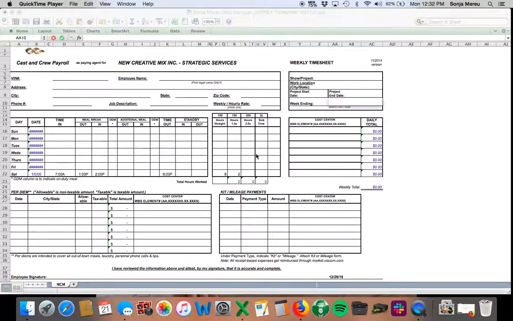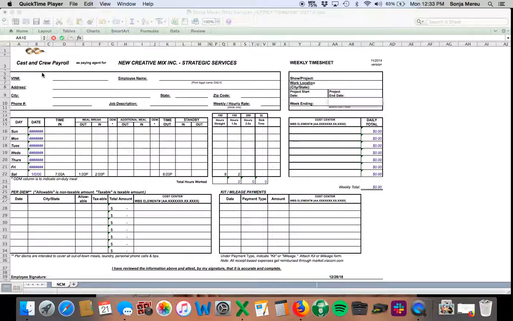Hi there. I'm gonna go over how to fill out a time card right now. This one is specifically for the payroll company Cast and Crew Payroll, but it's pretty standard, and this also would apply to any handwritten time cards as they all have comparable, similar categories. So we'll go into this now.